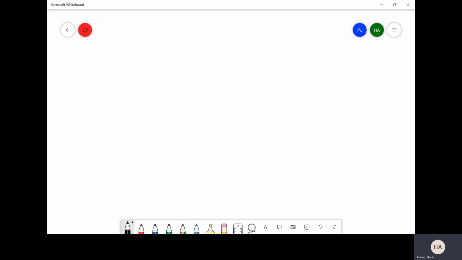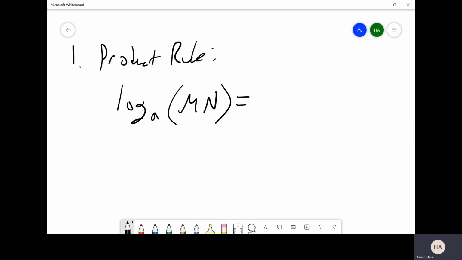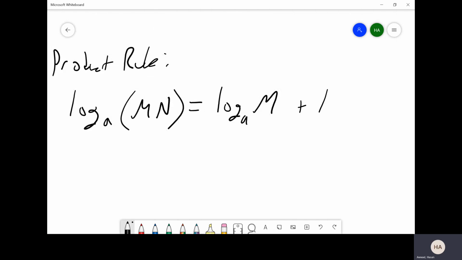We have what is known as the product rule. The product rule says if you have a logarithm with any base, I'm just going to call it a, and if you have 2 values being multiplied inside of this logarithm, you can split it up into log, you keep the base the same, of your first value, plus log of, again, the same base, of your second value.